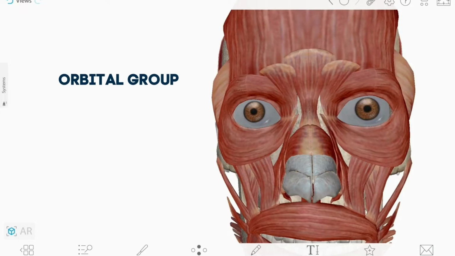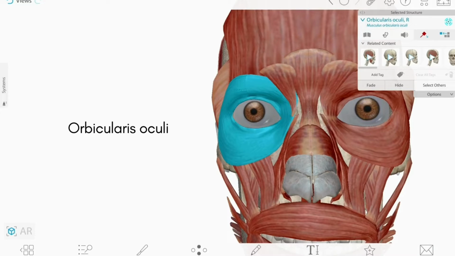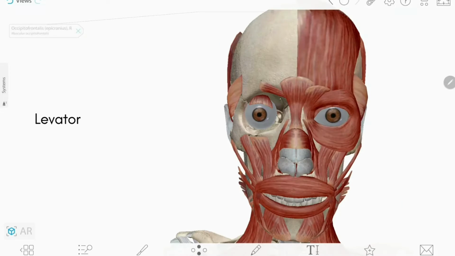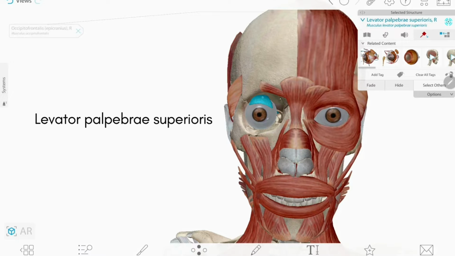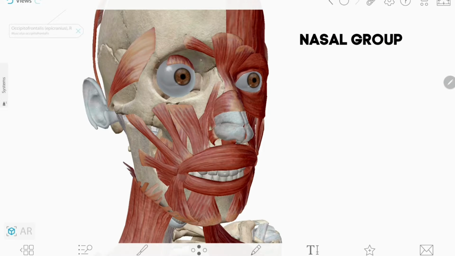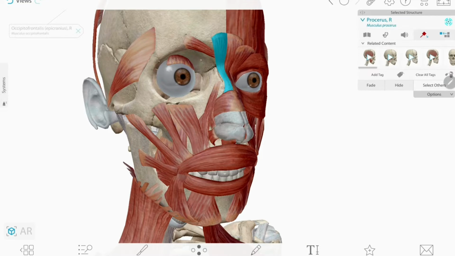We'll then examine the orbital group. Orbicularis oculi and depressor supercilii are two of the muscles in this category. Levator palpebri superioris and corrugator supercilii are located deep to these two. Nasal is the next category in line. Procerus, transverse nasalis, ala nasalis, and depressor septi are the muscles that make up this group.